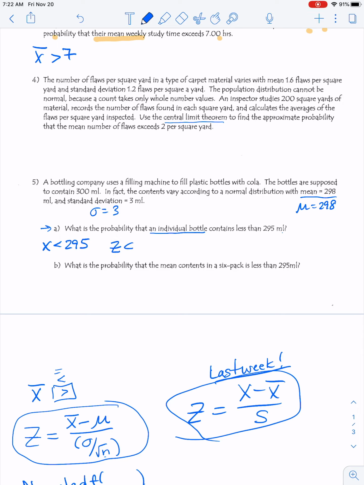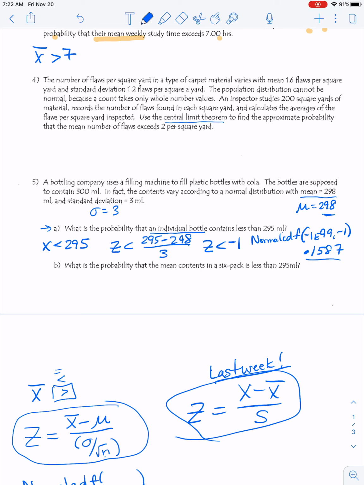So z less than 295 minus 298, the mean up here, divided by 3. If you do that, you get that z is less than -1. And then if you do normal CDF, you can do negative infinity to -1, and you get like 0.1587.